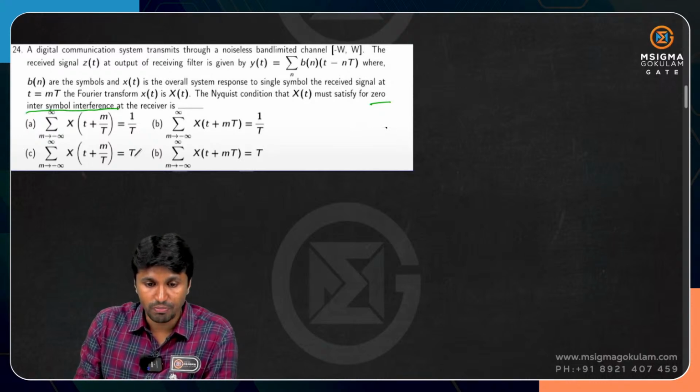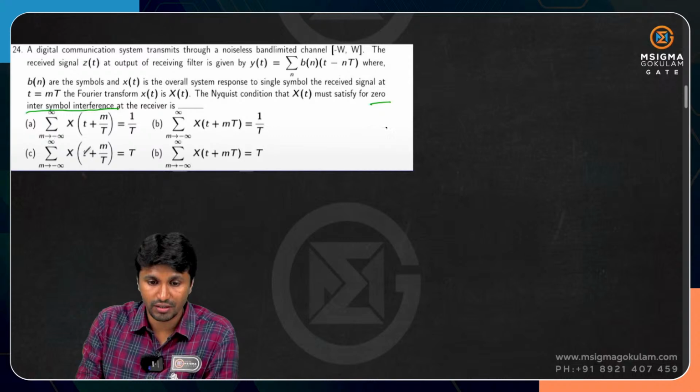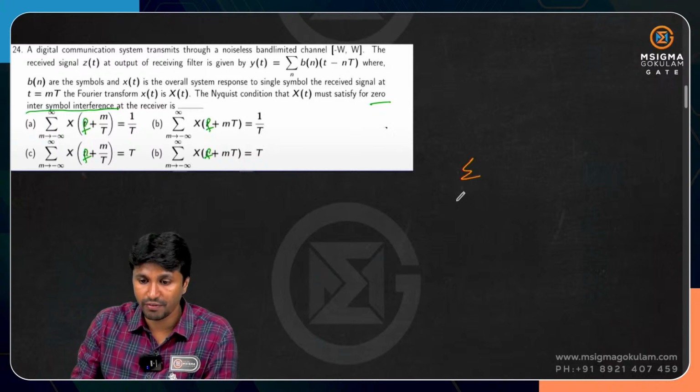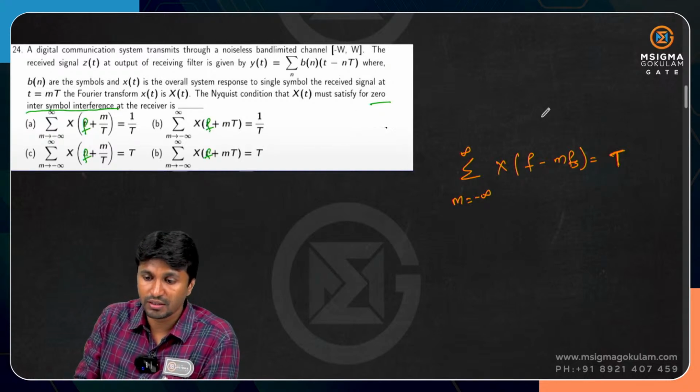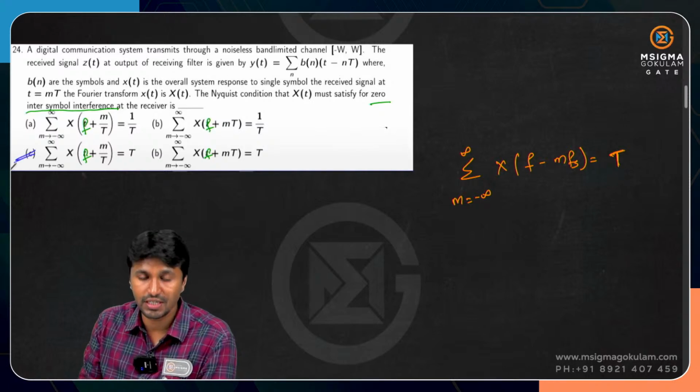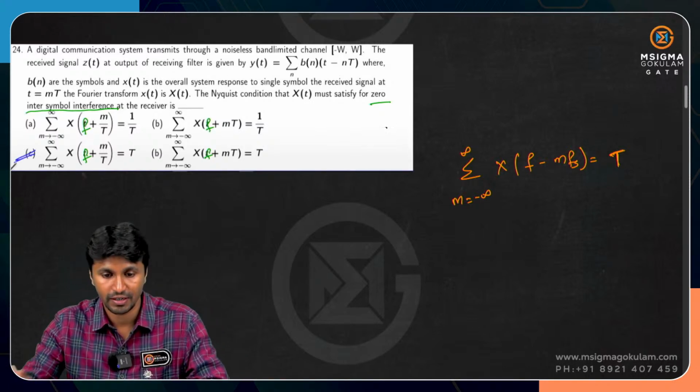So here it should be F, right? Here there is a printing mistake. It should be F. So what is the condition actually? The condition for the zero intersymbol interference. So the sum over m equal to minus infinity to plus infinity of X of f minus m fs is equal to T, right? So this is nothing but the condition for zero intersymbol interference. So with the data that we have, I think C is the correct answer, right?